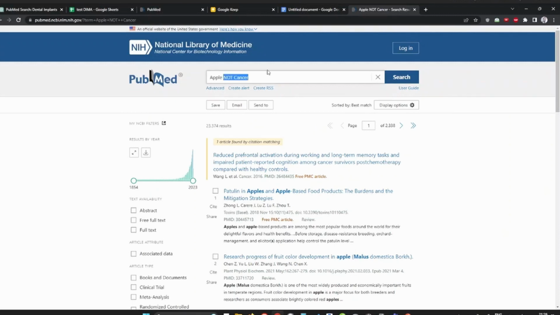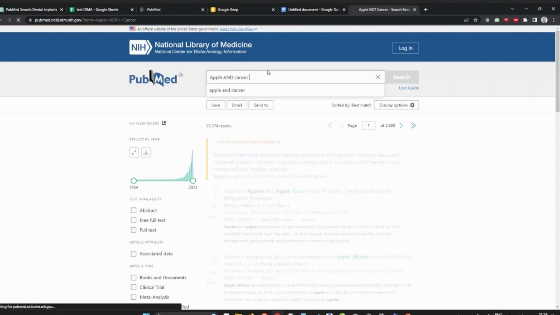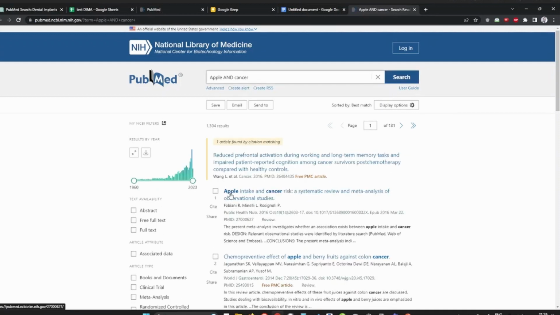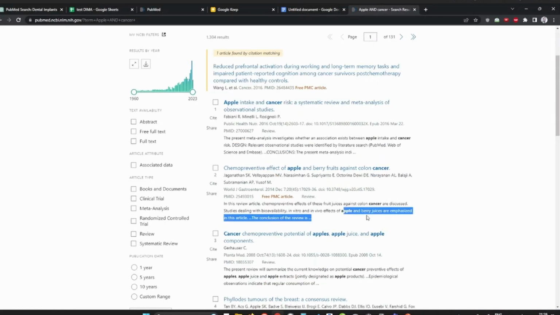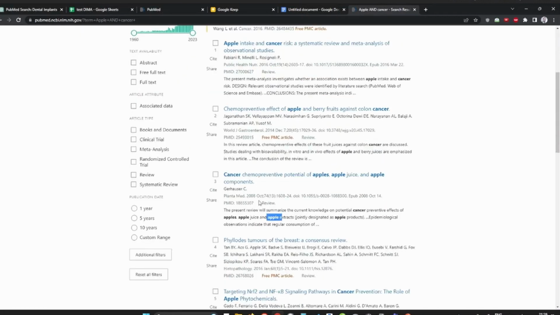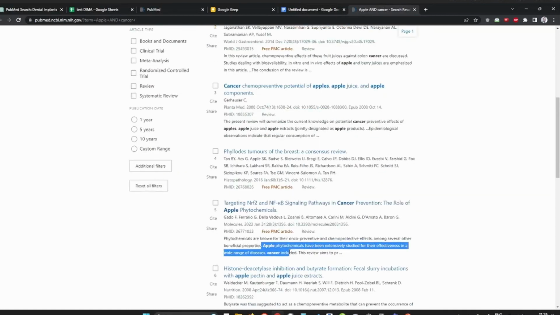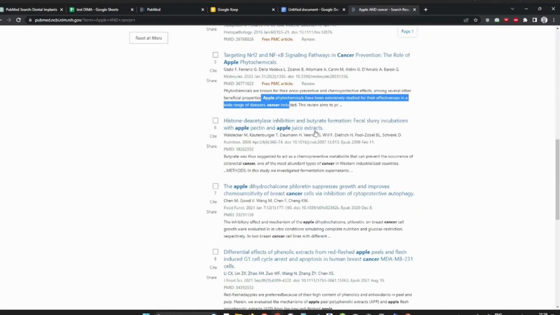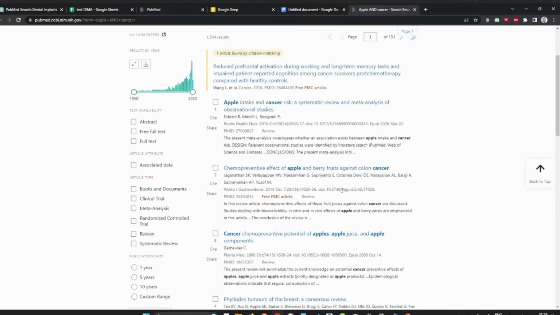Now if I put in apple AND cancer, it will only give me papers which have both words. Something is talking about apple and cancer. Obviously, this is a filter system, so it will not be 100% correct each and every time. It will try its best to give me all the papers which are talking about apple and cancer, right?